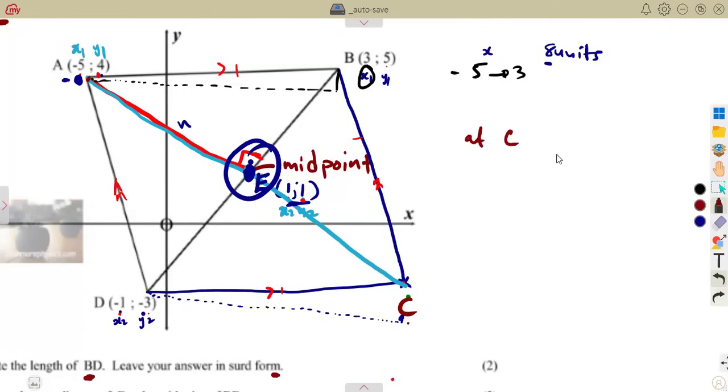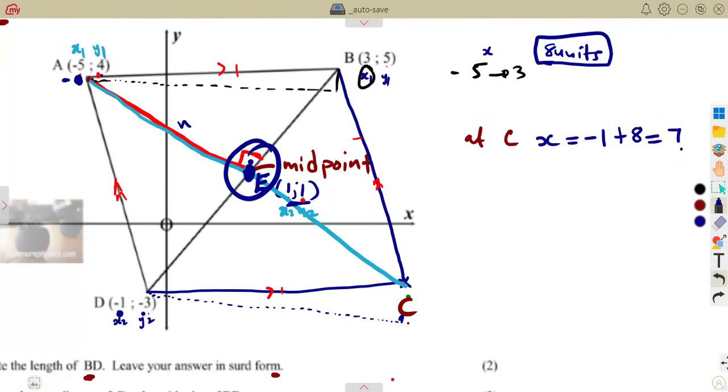So at C, the X value is going to be taken from the X value here, which is -1. How many units are we supposed to move horizontally to get to the other point? You're supposed to move 8 units, so you add 8 units. That gives us a 7. So at C, X is equal to 7.